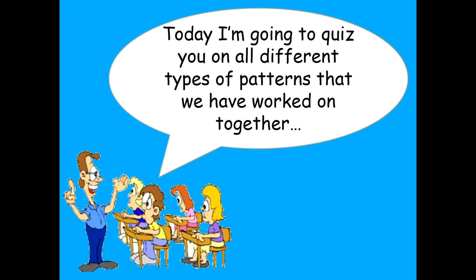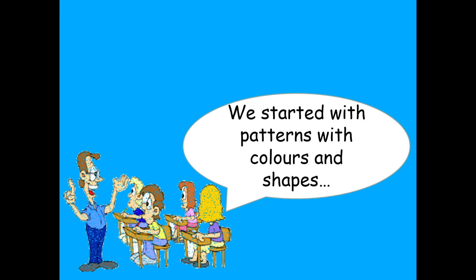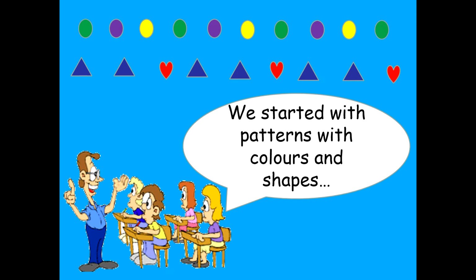So, I'm going to quiz you today on all different types of patterns that we have worked on together. We started with patterns that use colors and shapes, just like the ones that we have here. In the first one, the repeating rule is green, purple, yellow circle, green, purple, yellow circle. Then we have 2 blue triangles and a heart, 2 blue triangles and a heart.